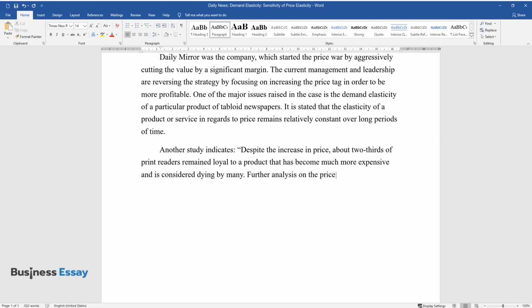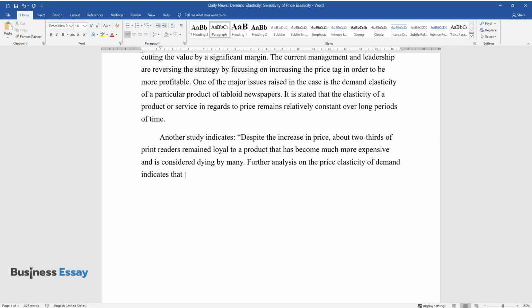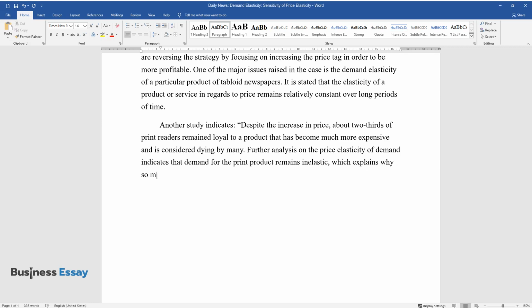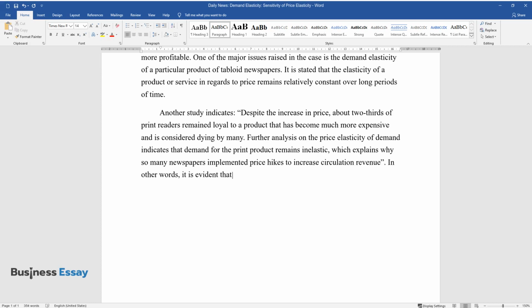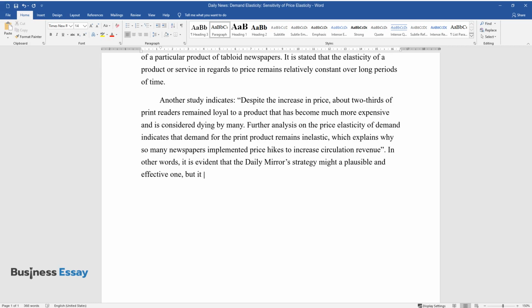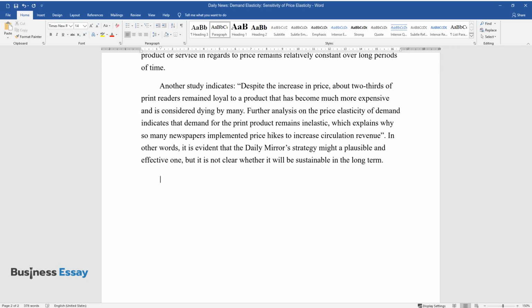Further analysis on the price elasticity of demand indicates that demand for the print product remains inelastic, which explains why so many newspapers implemented price hikes to increase circulation revenue. In other words, it is evident that the Daily Mirror's strategy might be a plausible and effective one, but it is not clear whether it will be sustainable in the long term.